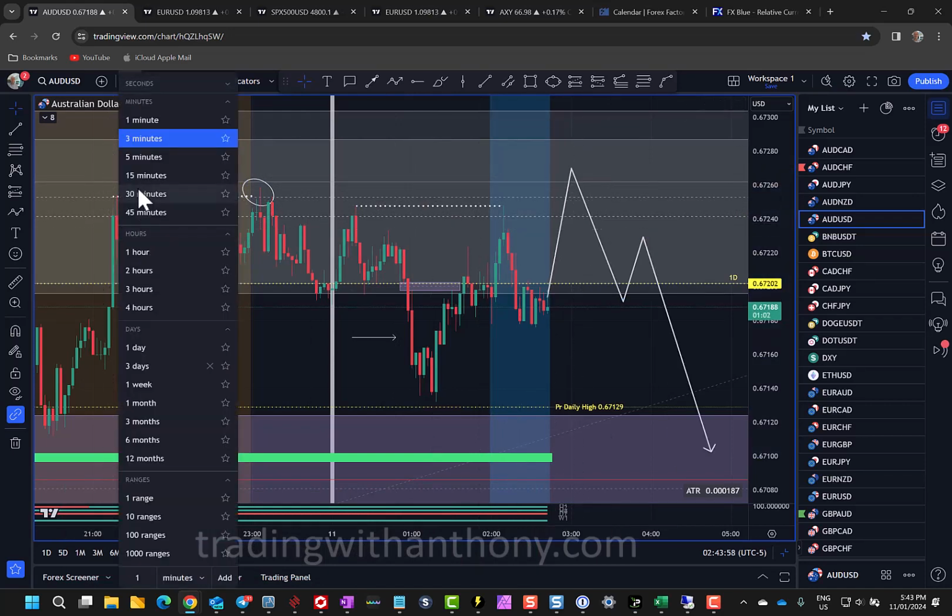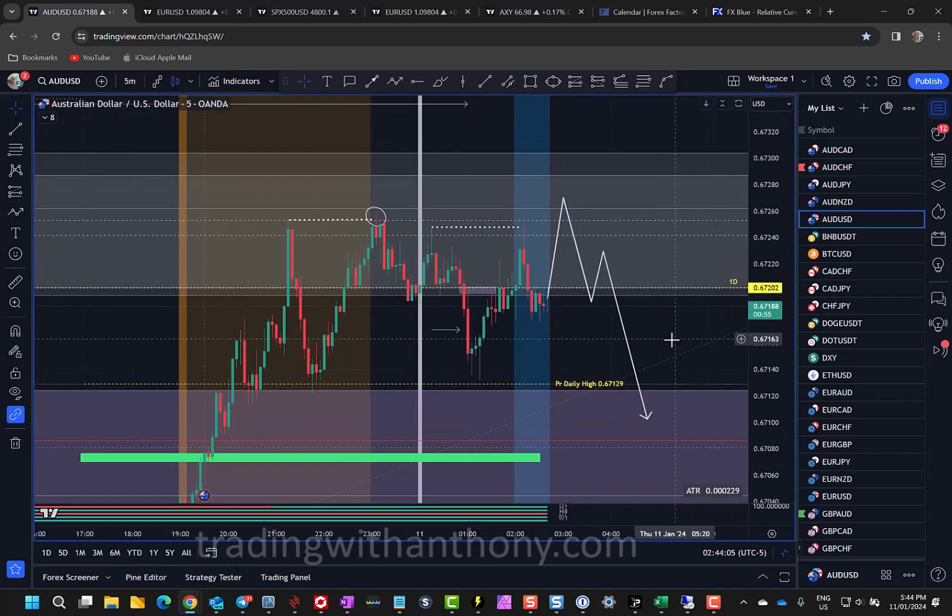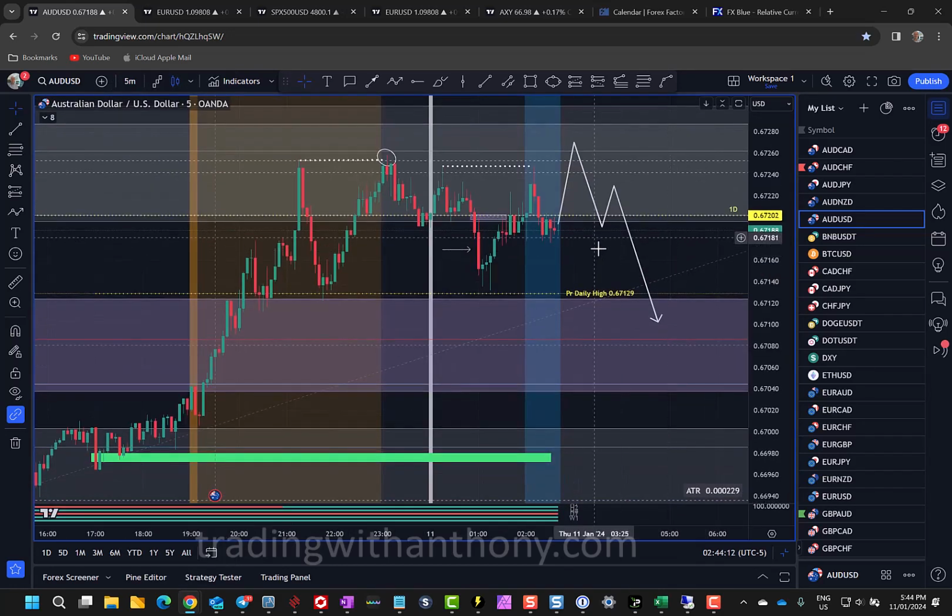And then my target, of course, let's have a look at it on 5M. Well, there's a couple of targets, but I'm mainly looking at this price swing, low to high. Okay, so my liquidity target area would be down around in here.